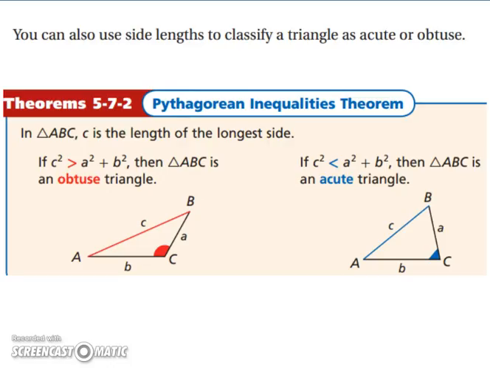Let's take a look at those. So you can use the side lengths to classify a triangle as acute or obtuse. The Pythagorean inequality theorem: if c squared is greater than a squared plus b squared, you're going to have an obtuse triangle. Because remember, if it's equal, it's a right triangle. It's what you have been doing for years. Now we're taking it a step further. If c squared is greater, it's obtuse. If it's smaller, then it's acute.